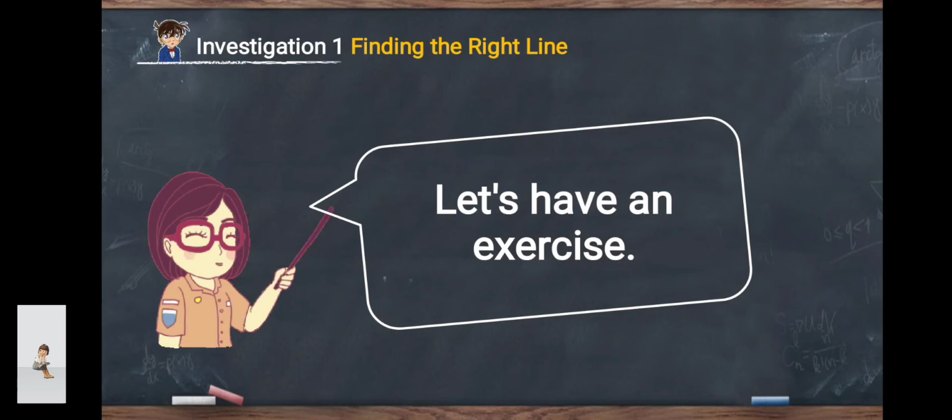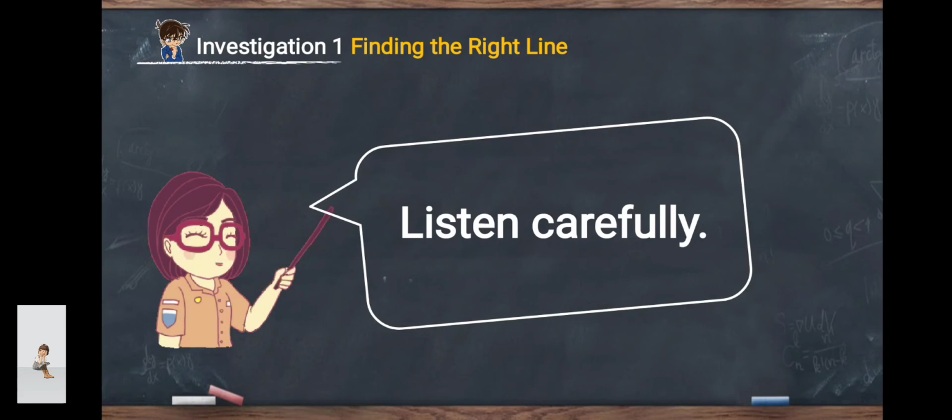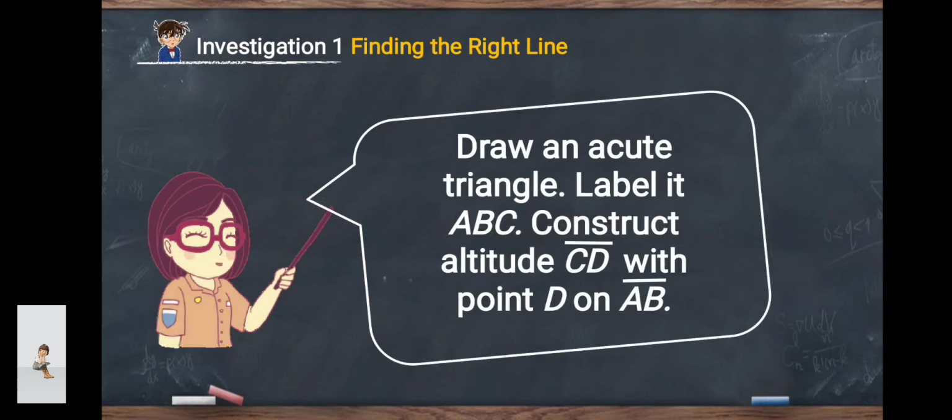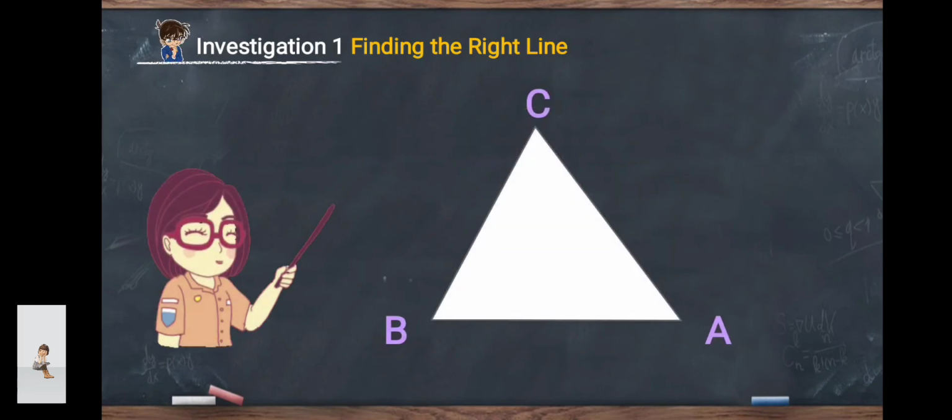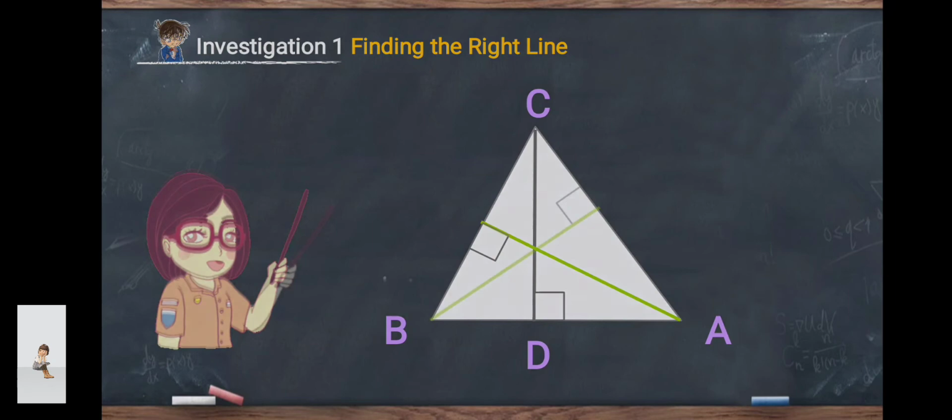Let's have an exercise. Listen carefully. Draw an acute triangle. Label it ABC. Construct altitude segment CD with a point D on segment AB. We didn't forget about point D. It's at the foot of the perpendicular. Our job is to locate it. Here it comes. All altitudes of the acute triangle are inside the triangle.